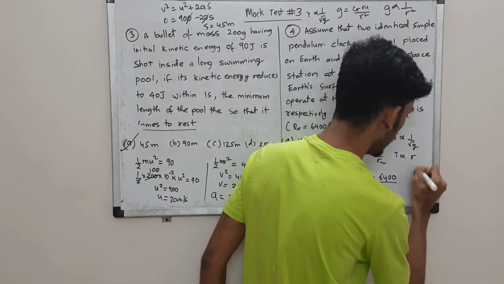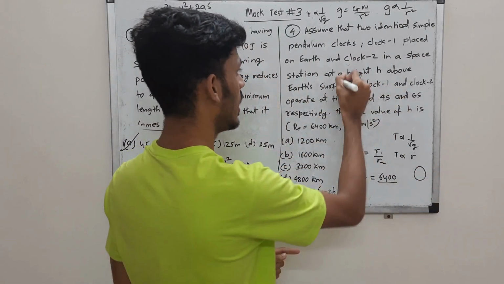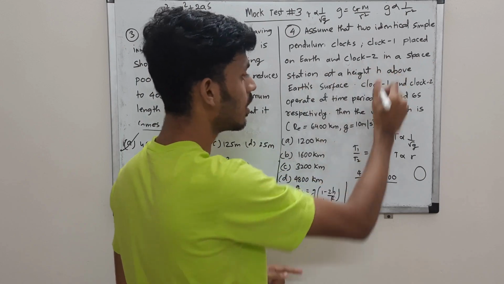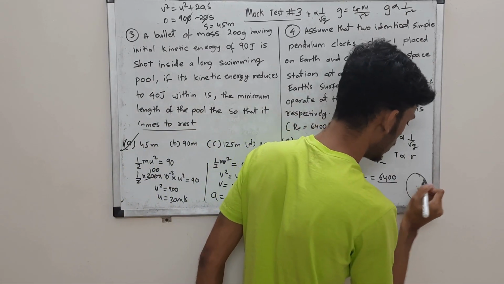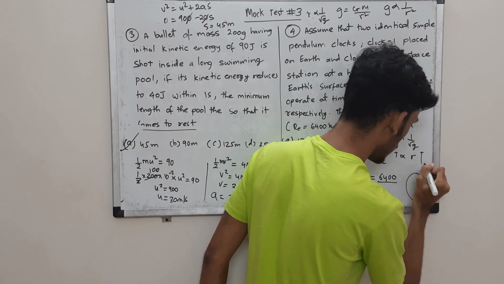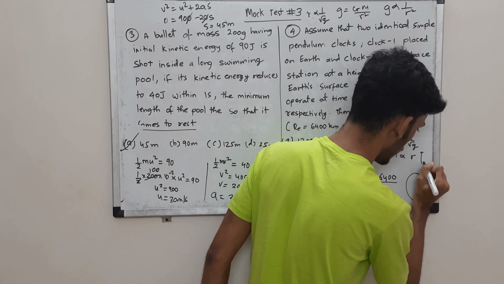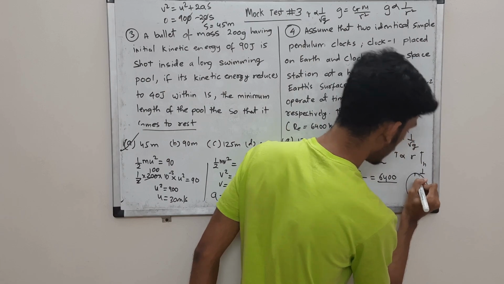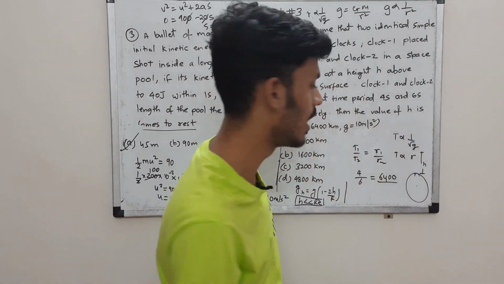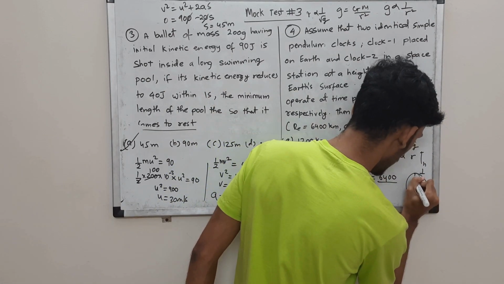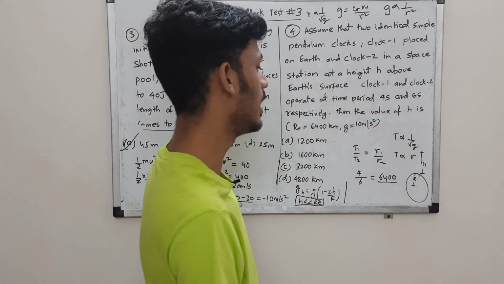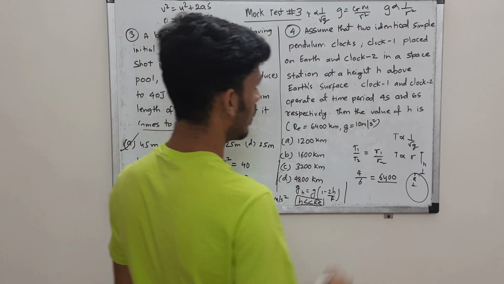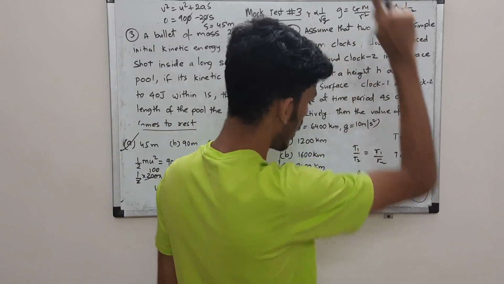Here it's also mentioned in the question that the height h is above the Earth's surface. So height is always measured from the surface unless otherwise mentioned. So height h is from the surface of the Earth. The distance small r over here is from the center, so it will be r plus h, the radius of the Earth plus the height h. This r is from the center.